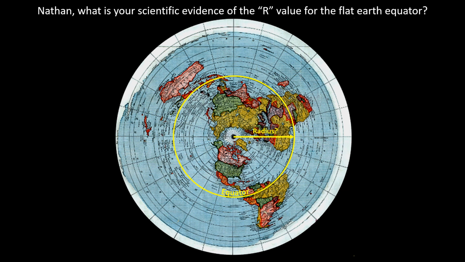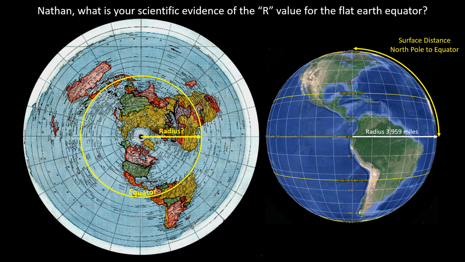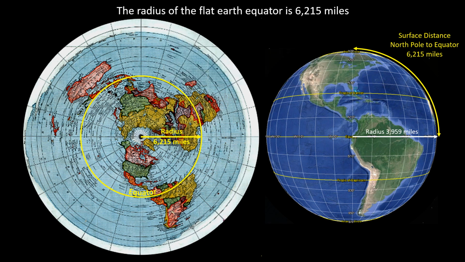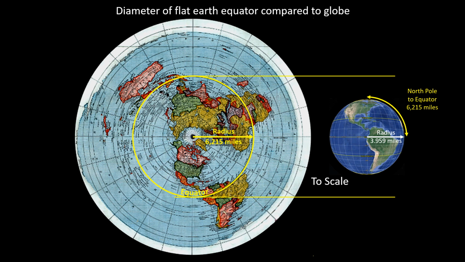And we could start with the R value for the flat Earth equator. Now I know you make the claim that celestial navigation only works on a flat Earth. So that means we can take the surface distance of the North Pole to the equator as the radius of the flat Earth. And that is about 6,215 miles. Now the problem with this graphic is that the globe is not to scale with the flat Earth. But look at the difference in size when they are to scale. The flat Earth is huge in comparison. Even the diameter of the flat Earth equator is much larger than the diameter of the globe.